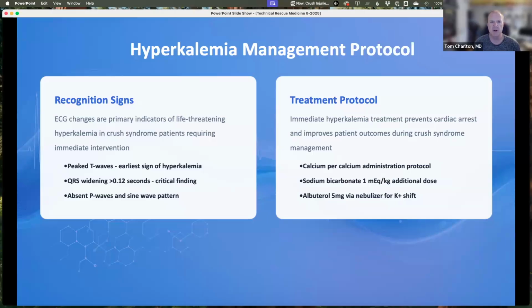So when we get hyperkalemic, again, we're going to have peaked T waves. That's the earliest sign of hyperkalemia. And then we're going to begin to get QRS widening. That's typically greater than 0.12 seconds or 120 milliseconds. Once we're to that point, it's pretty significant hyperkalemia and can rapidly begin to worsen.